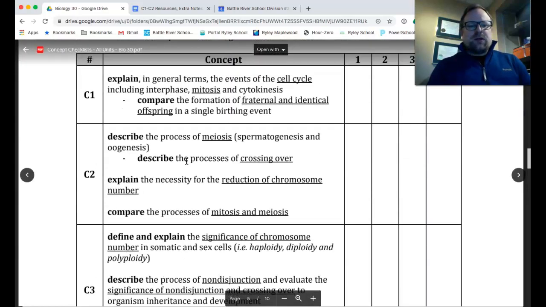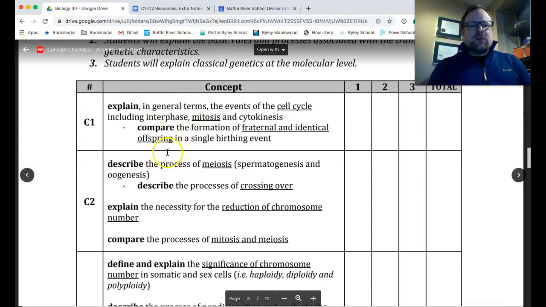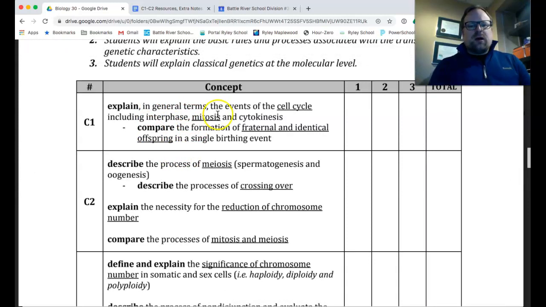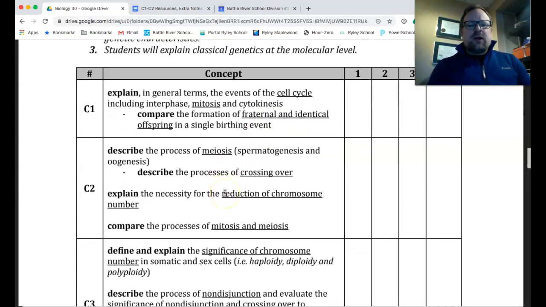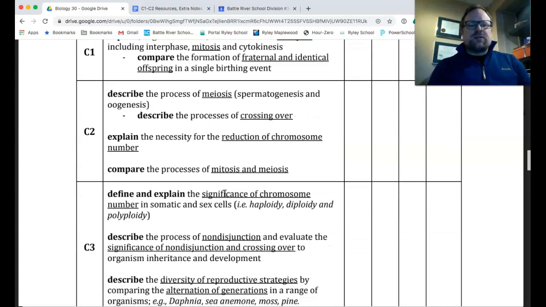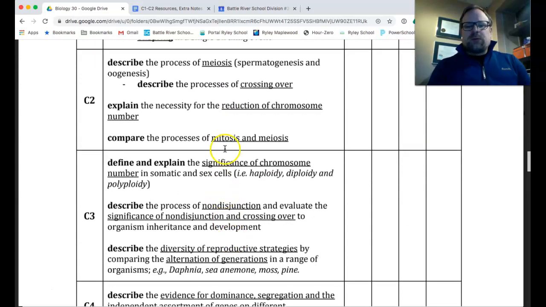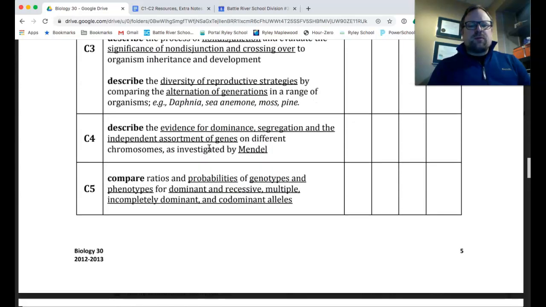This video is going to cover concept C1, which is going to take us through mitosis and the cell cycle, and talking a little bit about the importance of understanding mitosis. And then our next video will move us into concept C2 and C3. Probably I'll combine those together. And then we are going to get into doing the remainder of the unit after that.